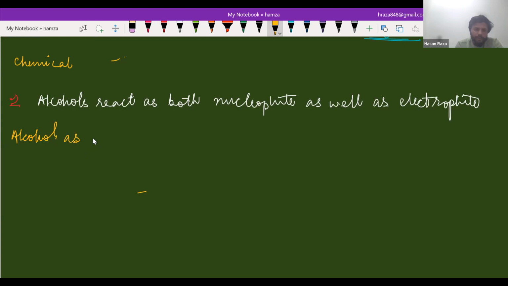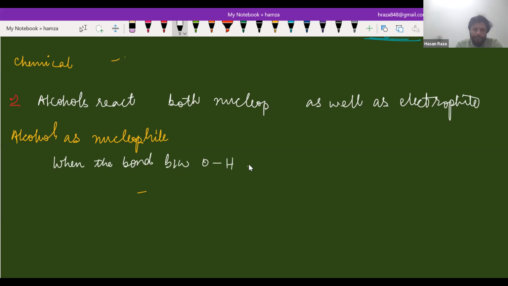Alcohol as nucleophile. So write with me, then I will explain. This is nucleophile. When the bond between OH is broken, then alcohol acts as nucleophile.